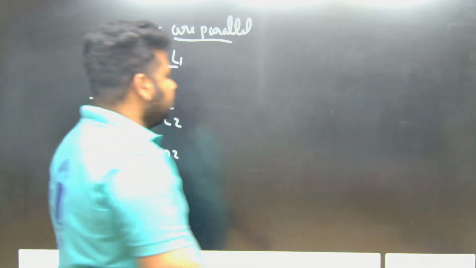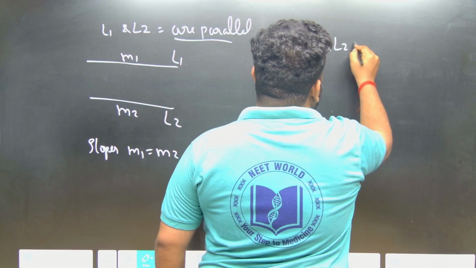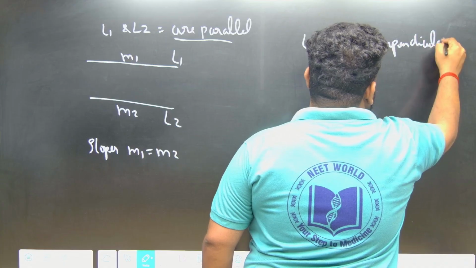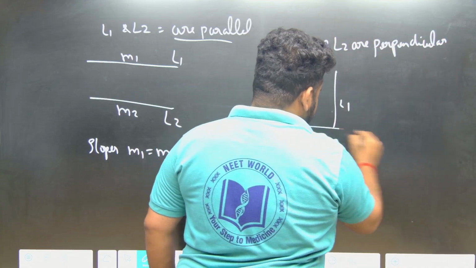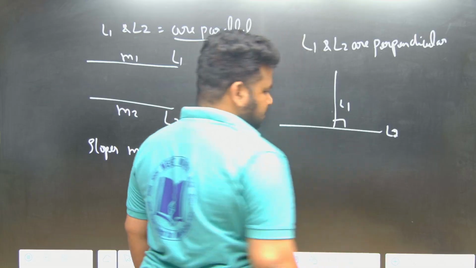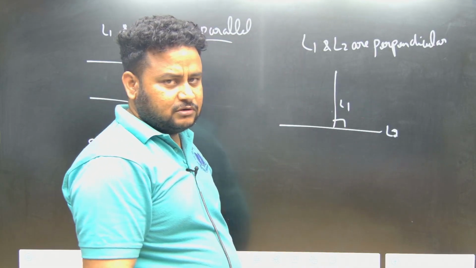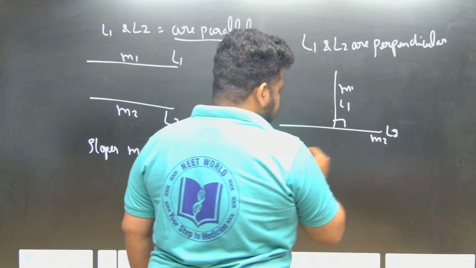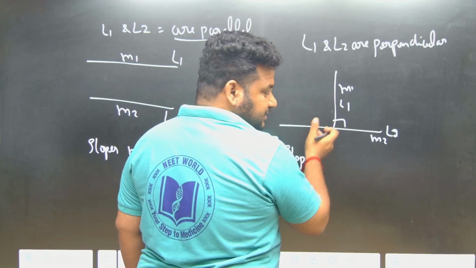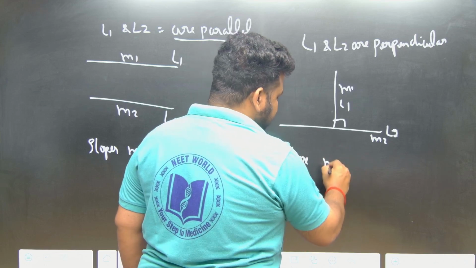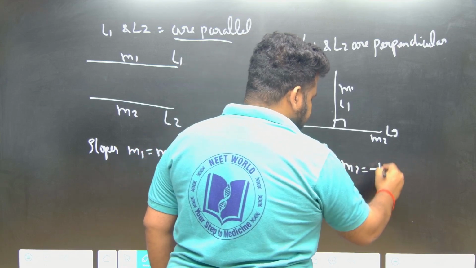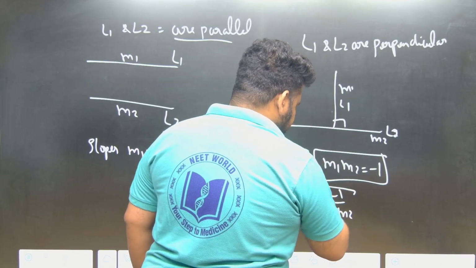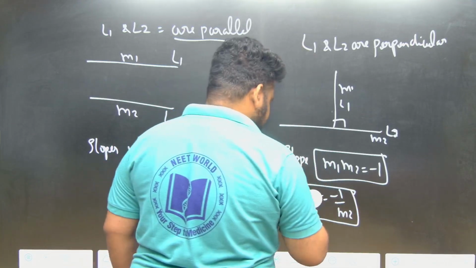Now, if L1 and L2 are perpendicular to each other, let this be L1 and this be L2, with slopes M1 and M2. Here M1 will not be equal to M2. Here the product of the slopes M1 into M2 will be equal to -1. This you have to remember. Or I can write it as M1 is equal to -1 by M2.